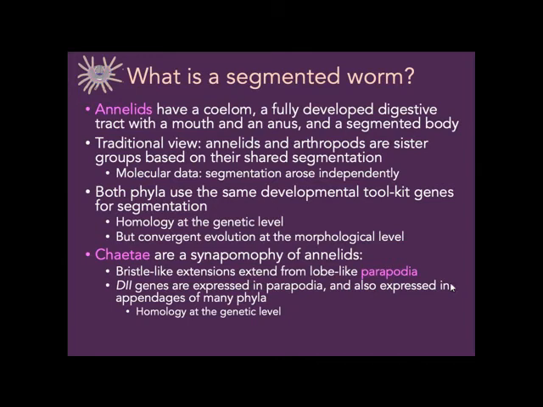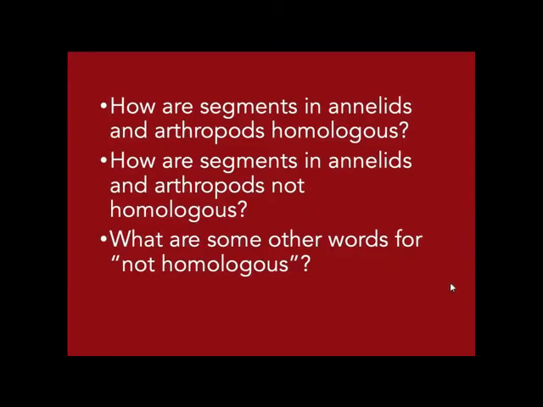Okay, so how are segments in annelids and arthropods homologous? Oh, the toolkit genes are the same. Yeah. And they look a little bit alike. They do look a little bit alike, but that doesn't mean they're homologous. No, I guess not. So how are the segments in annelids and arthropods not homologous? Well, they use the genes differently to make different structures, so that's how they're not homologous. Is there another word you know for not homologous? Like, analogous, or homoplastic, or convergent evolution. Yep.